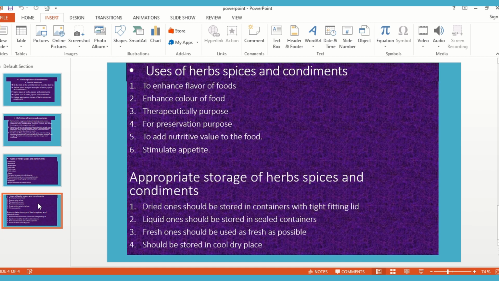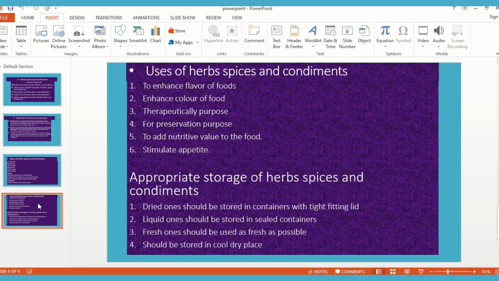Then the fourth one is they are used for preservation purpose. We also have the fifth one as they add nutritive value to the food. And lastly, they stimulate appetite.